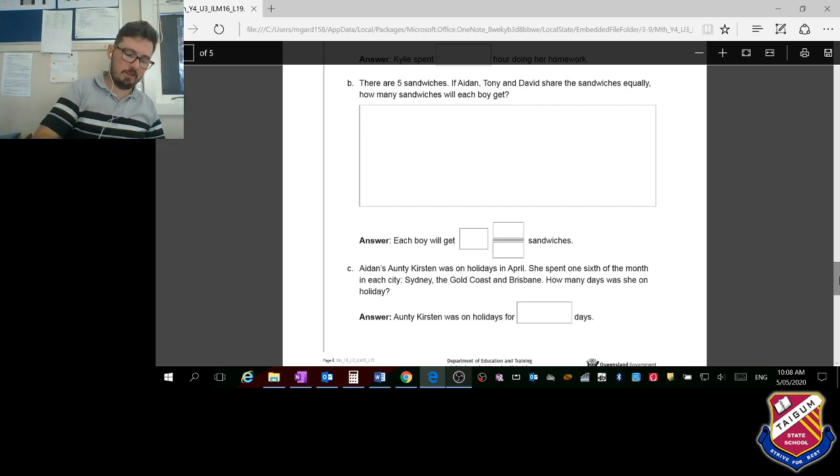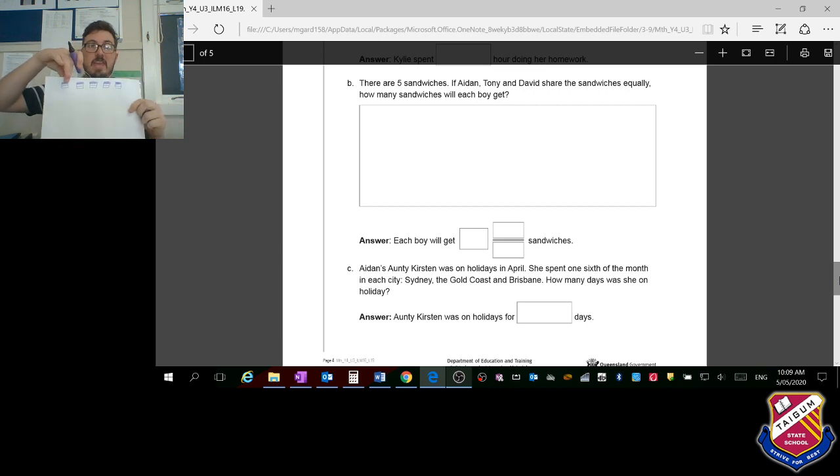Okay, so if I've got 1 sandwich, 2 sandwich, 3 sandwich, 4 sandwich, 5 sandwich, just like that. I cut them into thirds. Like that. I'm going to colour in the amount that Aiden's going to get. So they're all going to be for Aiden. They're all going to be for David. They're all going to be for Tony.